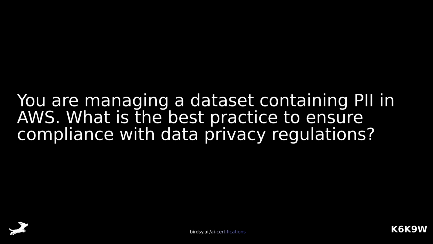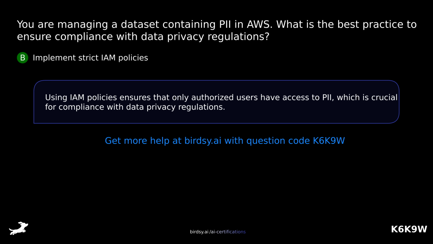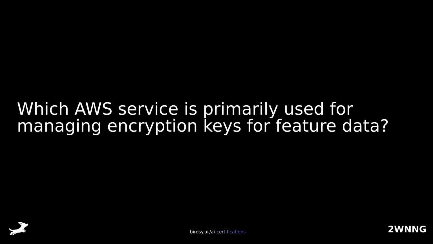You are managing a dataset containing PII in AWS. What is the best practice to ensure compliance with data privacy regulations? Is it A. Store data in a public S3 bucket? B. Implement strict IAM policies? C. Disable logging for data access? Or D. Use unencrypted data storage? The answer is B. Implement strict IAM policies. Using IAM policies ensures that only authorized users have access to PII, which is crucial for compliance with data privacy regulations.